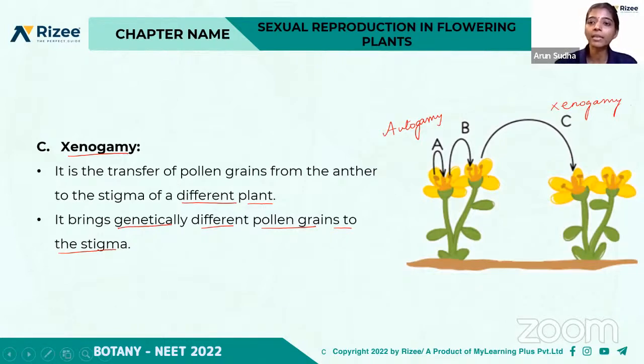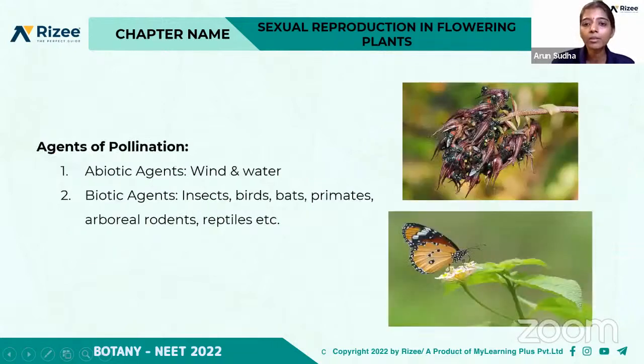So there are three types of pollination: autogamy, geitonogamy, and xenogamy. Now I'll see in detail about the agents of pollination. That is, what are the agents which bring about the pollination, right? So they are abiotic agents and biotic agents.